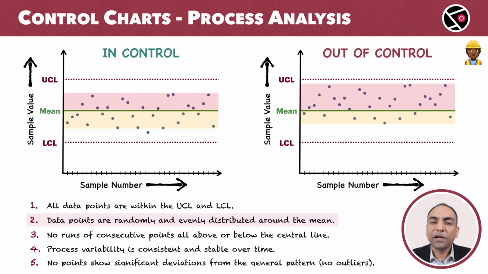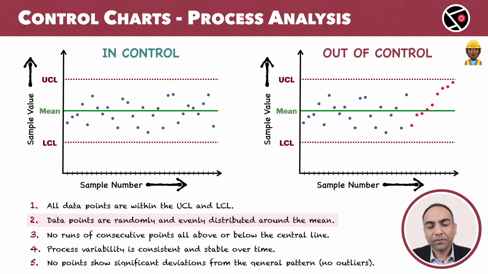Let me give another example for condition 2. Over here, these data points seem to be following a linear pattern. These are not randomly distributed. This indicates that the process is out of control, and the quality manager needs to take immediate action to identify and investigate the root cause. We are done with condition 2.